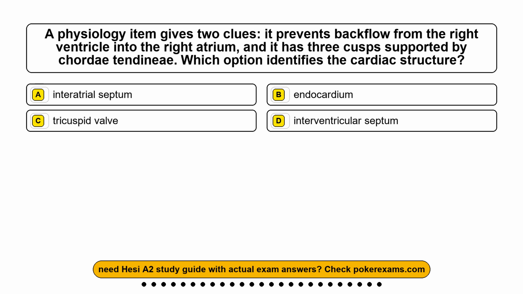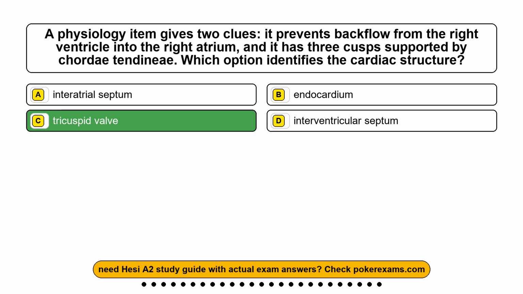Question 20. A physiology item gives two clues. It prevents backflow from the right ventricle into the right atrium, and it has three cusps supported by chordae tendineae. Which option identifies the cardiac structure? Option A, interatrial septum. Option B, endocardium. Option C, tricuspid valve. Option D, interventricular septum.